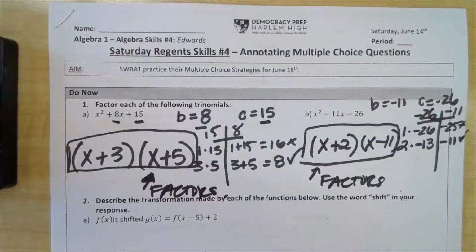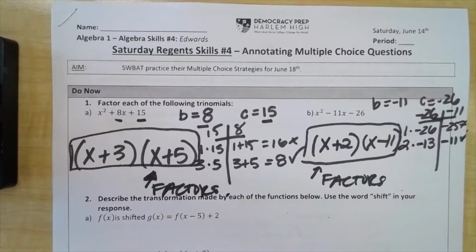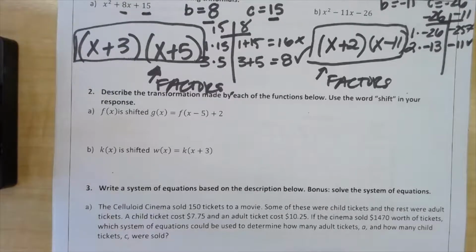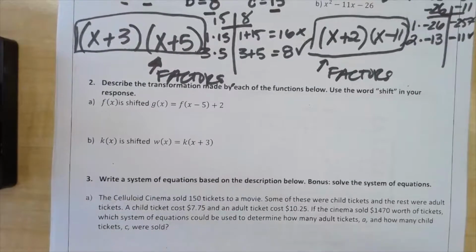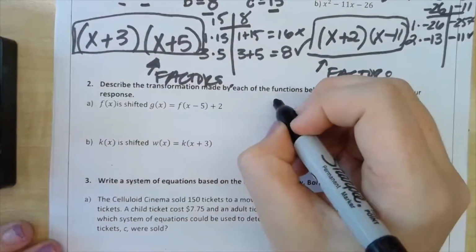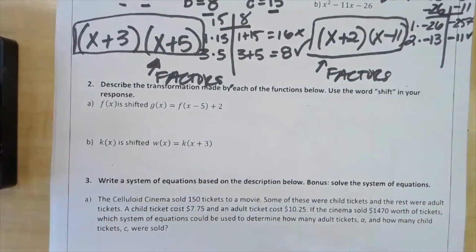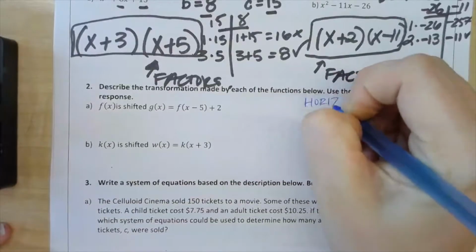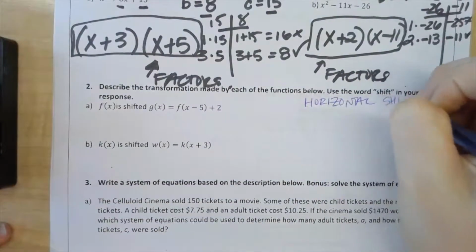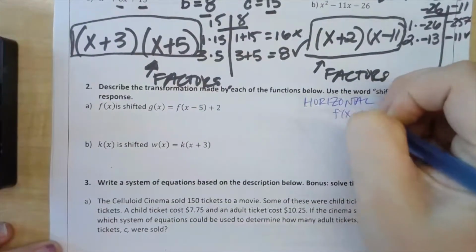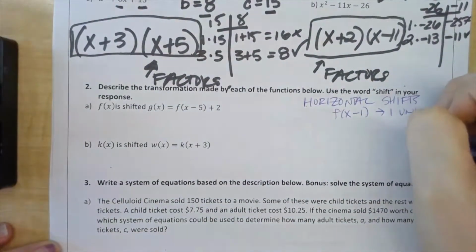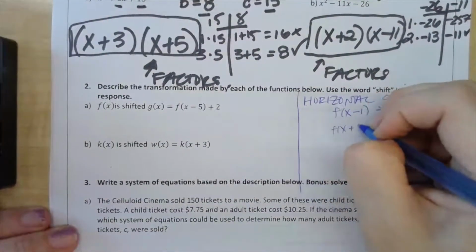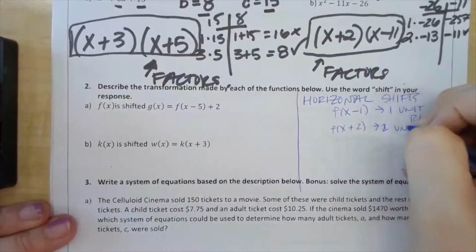Let's go on down to 2. Describe the transformation made by each of the following functions. Use the word shift in your response. So horizontal shifts. Okay. So we have horizontal shifts. If it's f of x minus 1, that's 1 unit right. This is notes. But if it's f of x plus 2, this is 2 units left.